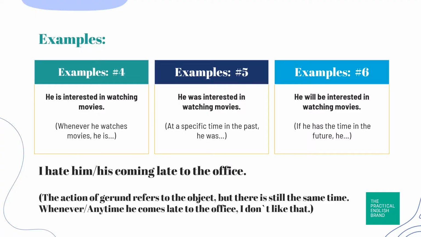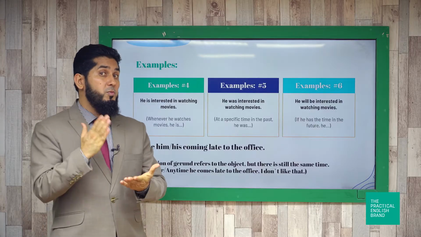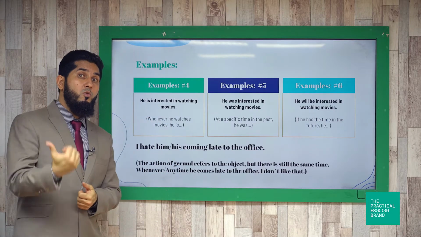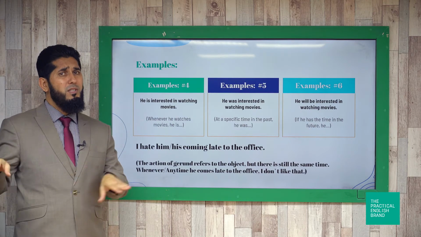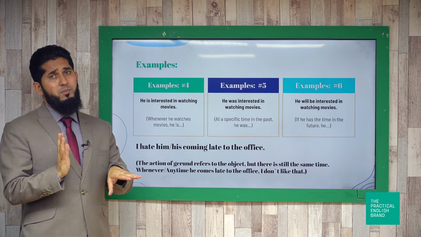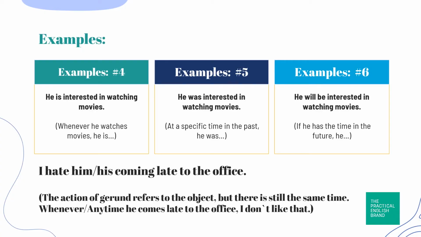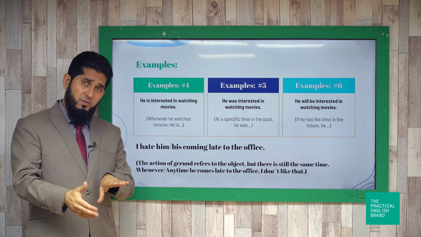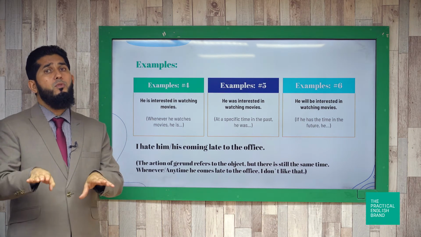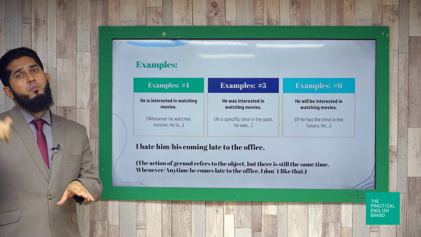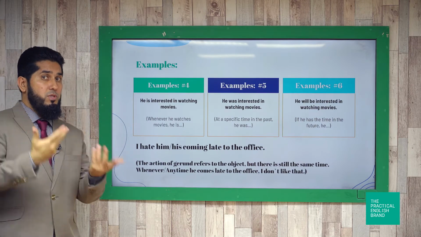And example number 5 says, he was interested in watching movies. Now, let's say at a specific time in the past, he used to watch movies and he was interested in watching movies at that time. So again, he was, simple past tense, to-be verb. The times of both the to-be verb was and the gerund watching are the same. Both were in the past. We use simple past tense for that.